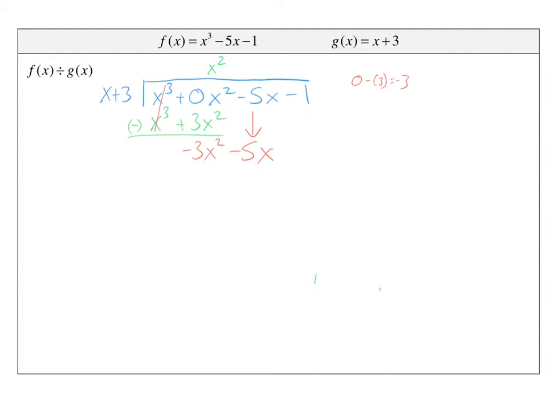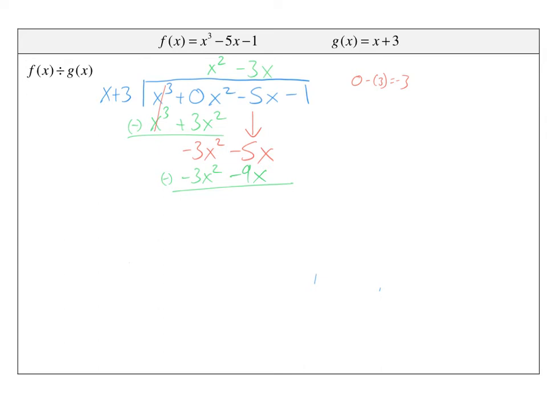My next step is to think what times x will give us negative 3x squared. So what times x gives us this? Hopefully you can tell that would be negative 3x. So this is going to be a negative 3x in the x column. See, this is the x column. So negative 3x times this gives us negative 3x squared. That's what we were looking for. I'm going to be subtracting here in a second. But what's negative 3x times positive 3? That is negative 9x right there.